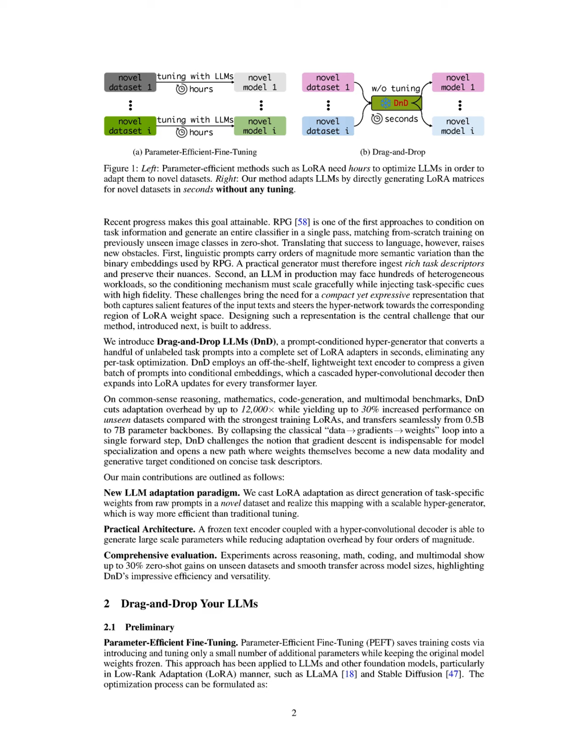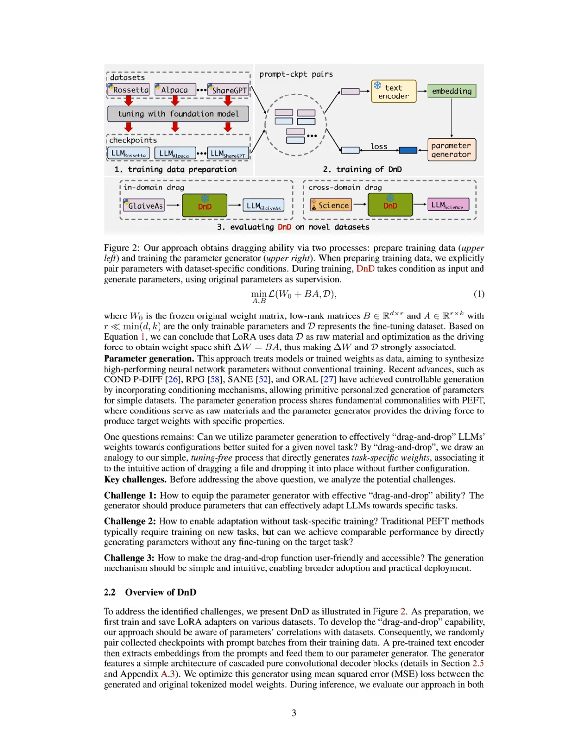These embeddings are then fed into a cascaded hyperconvolutional decoder, which generates the corresponding LoRA updates for each transformer layer in a single forward pass. This process effectively bypasses traditional fine-tuning methods, allowing DND to produce tailored model parameters rapidly and efficiently. As a result, DND can adapt to new tasks without requiring extensive training, demonstrating its drag-and-drop capability by generating high-performing parameters even for unseen datasets.